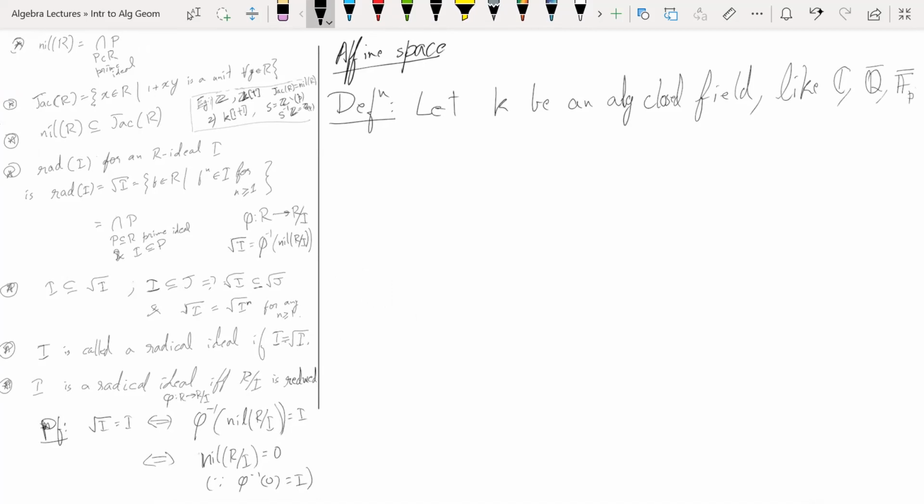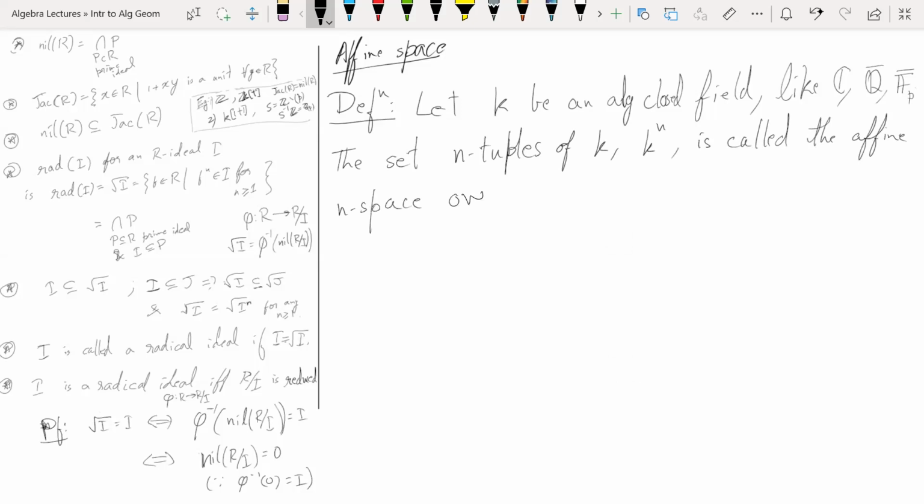And this set of n-tuples of K, so maybe K^n if you like, is called the affine n-space over K. It's not denoted by K power n, and it is denoted by A^n or A^n_K. To be more precise, if you want to say over which field it is, sometimes simply by A^n.